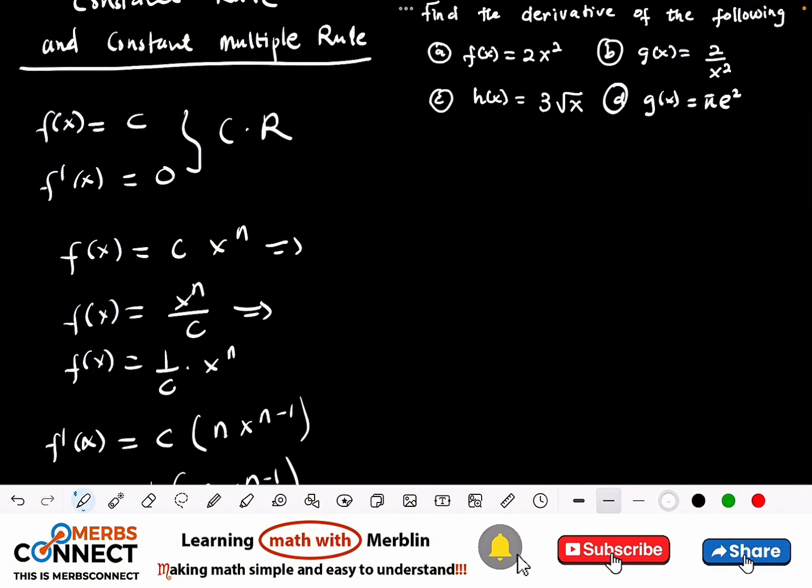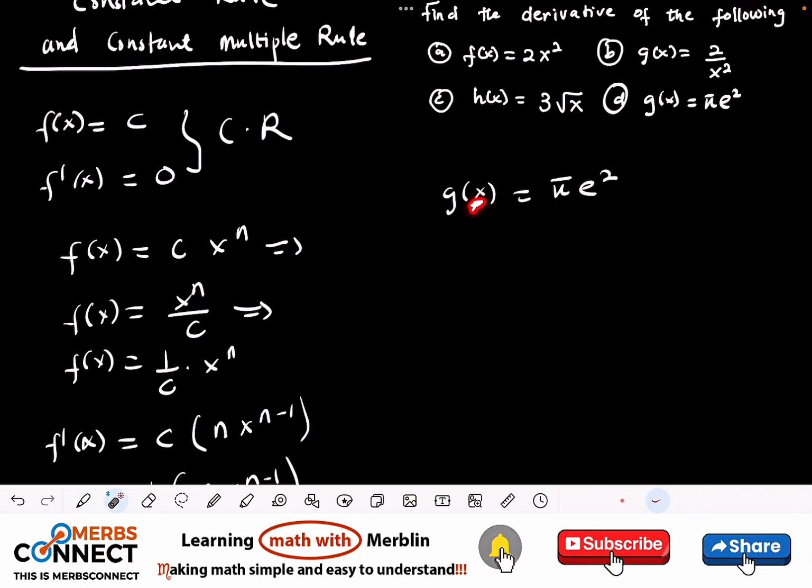D, we want to differentiate g of x, which is equal to pi e squared. Now, I look at the function here. The function is in terms of x, but I cannot see any x here. Now, we know that pi is like 3.14 something, and this is 1 point something squared. So you are going to get like 2 point something or something like that.